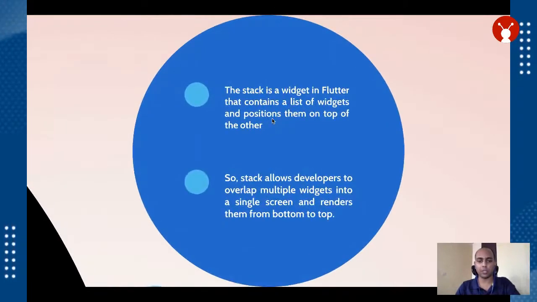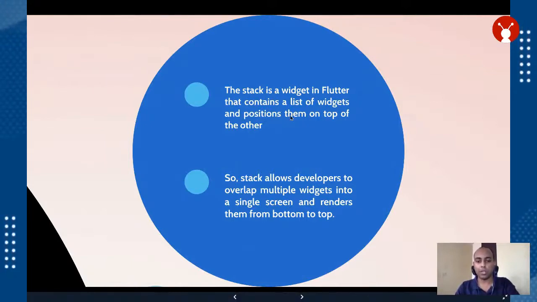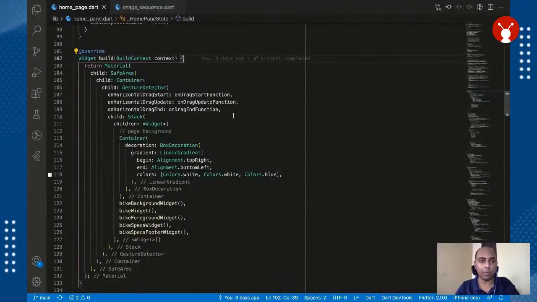So Stack is a very simple but very important widget for this 3D animation. It contains a list of widgets and positions them on top of the others. So Stack allows developers to overlap multiple widgets into a single screen and render them from top to bottom. Now, this is very powerful. So you could literally take anything and place it anywhere on the screen. So let's see how I use this in my application.